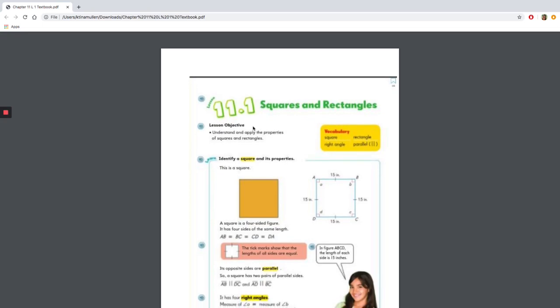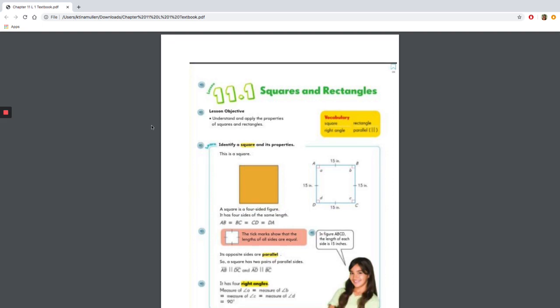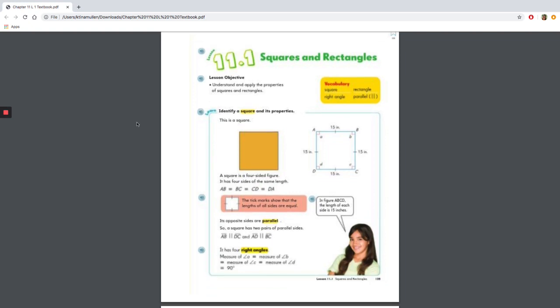Today we are looking at a new chapter. This is chapter 11, lesson 1, and we're learning about squares and rectangles. You might be thinking, well, I already know everything about squares and rectangles, but hopefully I can teach you some new vocabulary today and we can learn some geometry terms and symbols that are used in the upper grades. So our lesson objective is to understand and apply the properties of squares and rectangles.